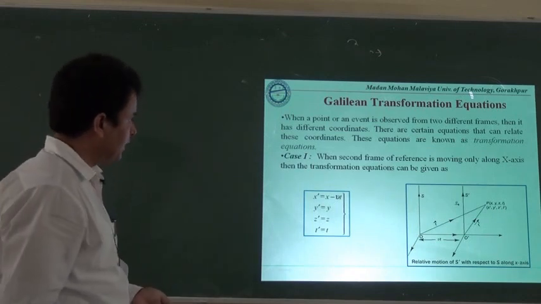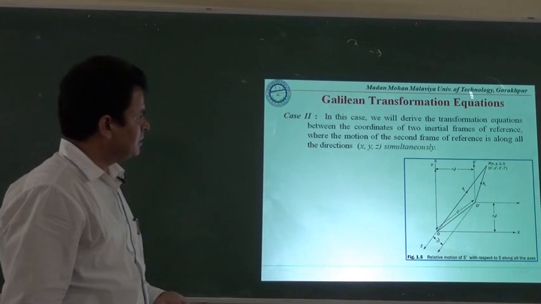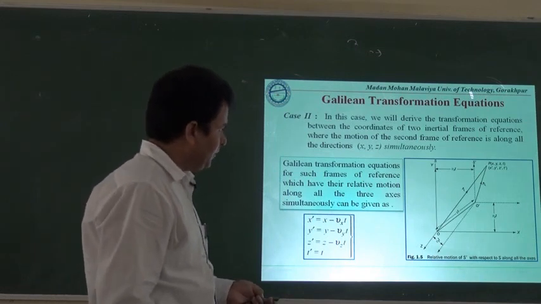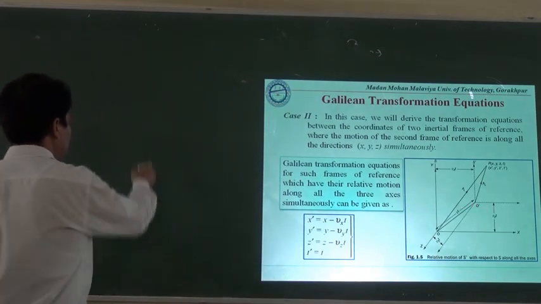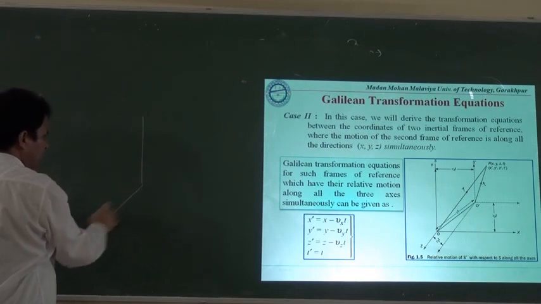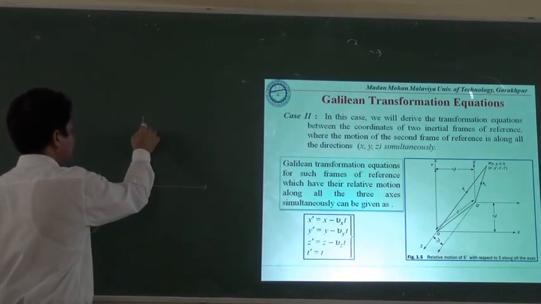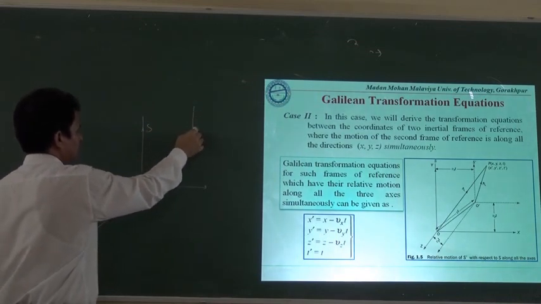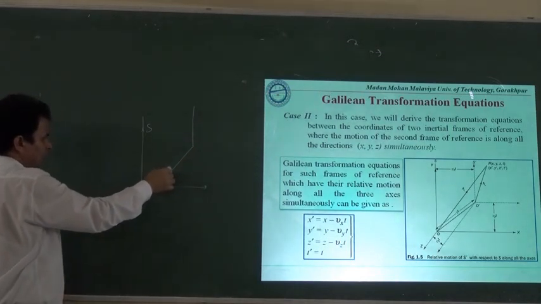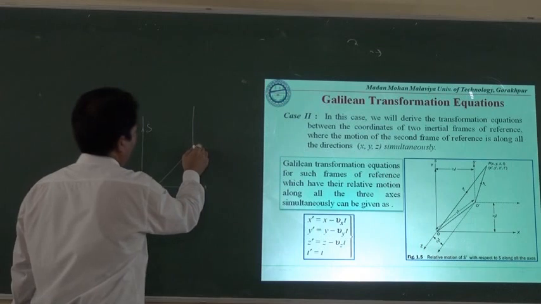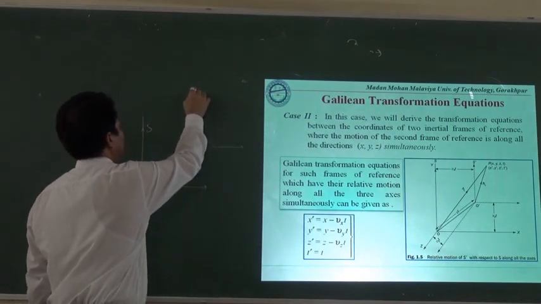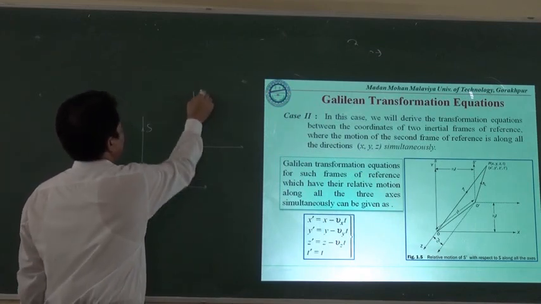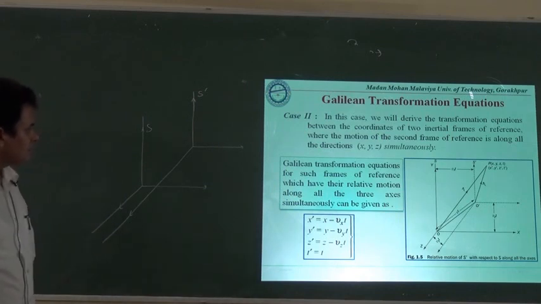Now let us take the second case. In this case, the simple situation is here. The second frame of reference is moving in all directions simultaneously. We take this as the S frame of reference, and here we are taking another frame of reference, named the S dash frame of reference, that has all the characteristics and necessary conditions of an inertial frame of reference. This is known as S dash.